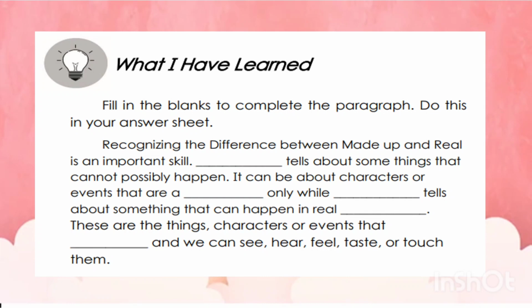Very good. Recognizing the difference between made up and real is an important skill. Made up tells about some things that cannot possibly happen. It can be about characters or events that are a product of imagination only, while real tells about something that can happen in real life. These are the things, characters, or events that exist and we can see, hear, feel, taste, or touch them.